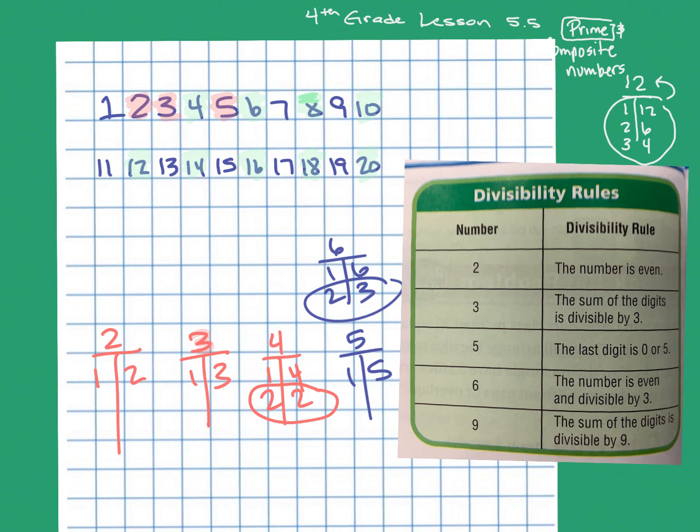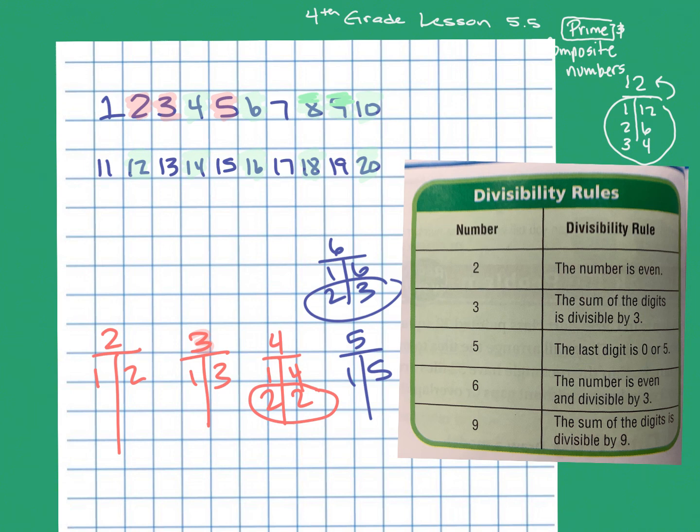Let's see. Divisibility rules. If the sum of the digits is divisible by 3, the number is divisible by 3. Well, this is divisible by 3, isn't it? Because 3 times 3 equals 9. So 1 times 9 and 3 times 3. That's composite.